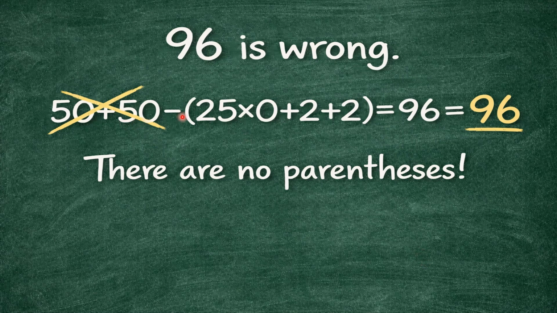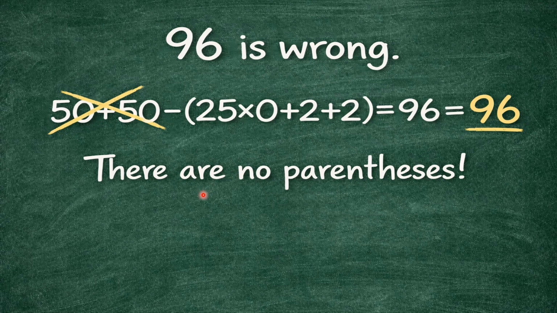What they don't understand is that you would have to put parentheses around the 25 times 0 plus 2 plus 2 to get 96. Because this negative sign over here only is associated with 25 times 0, unless I put parentheses here. This negative sign can only affect the 2 and the 2 if I have parentheses around 25 times 0 plus 2 plus 2. But there are no parentheses.